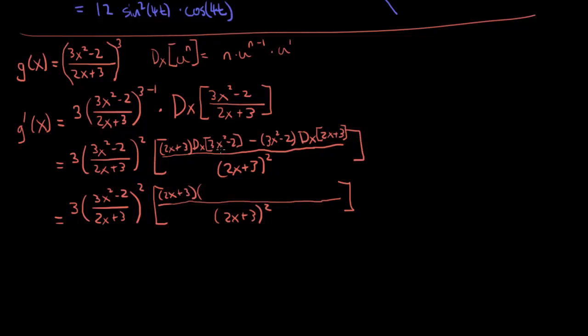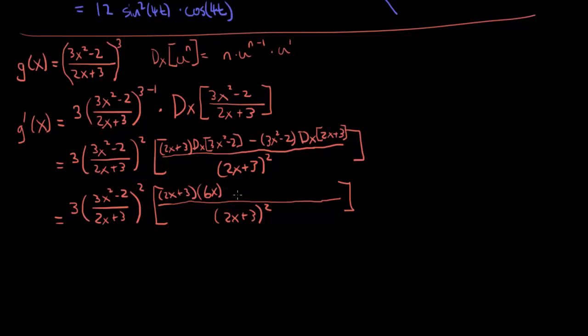Now what's the derivative of 3x squared minus 2? Now this is a binomial, so we can take the derivative of each of those terms individually. So the derivative of negative 2, that's 0, but the derivative of 3x squared, now we can factor out the 3 via the constant multiple rule, then take the derivative of x squared. The derivative of x squared is 2x. 2x times 3 is 6x.